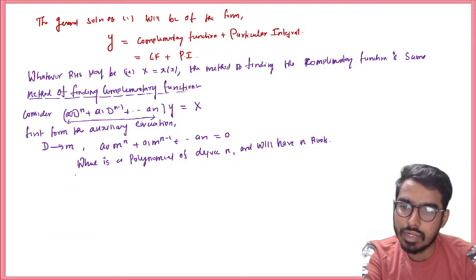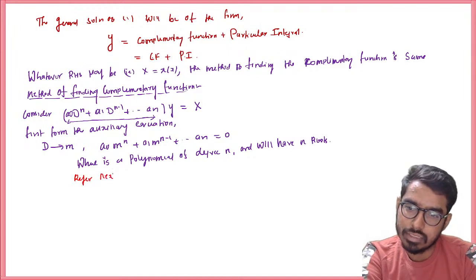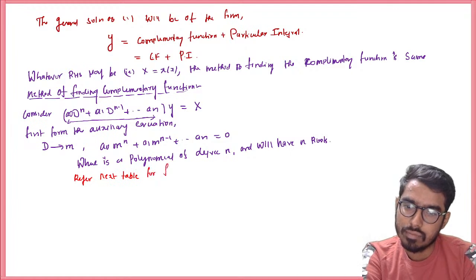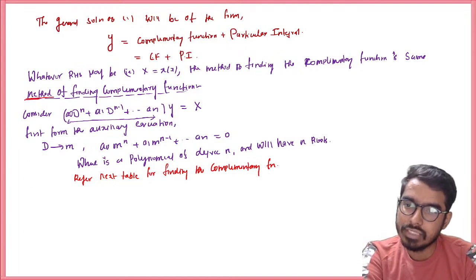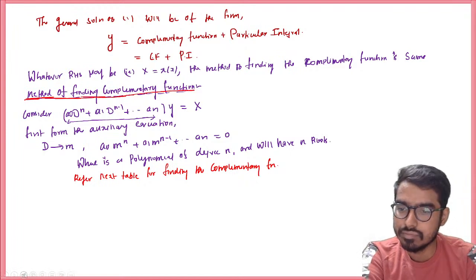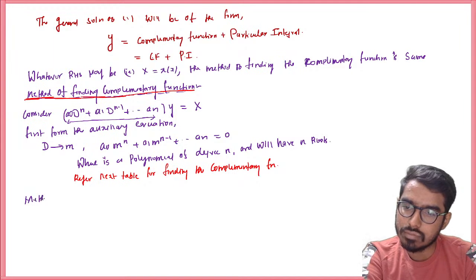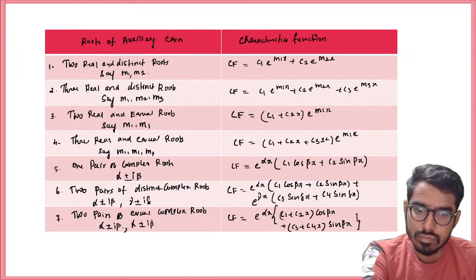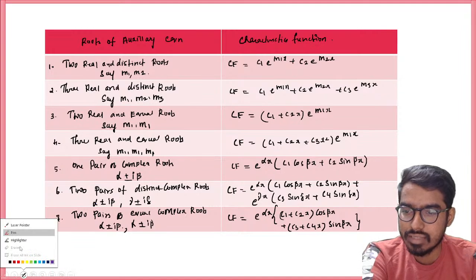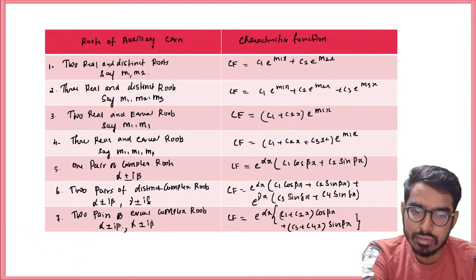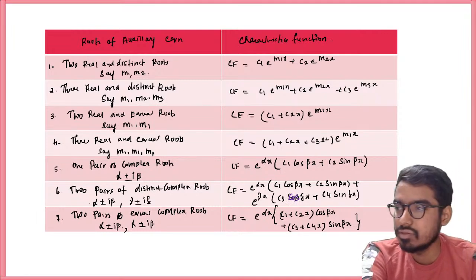And to find the particular integral, refer to the next table. Now, how to find the particular integral? A correction: C3 and C4 in the table should be cos delta x plus c4 sin delta x. Okay, thank you.